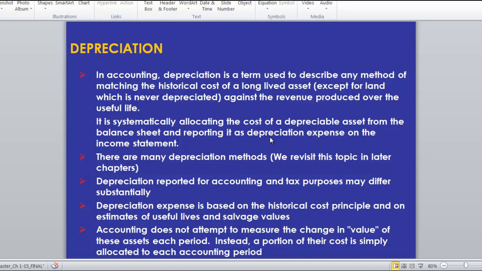Okay? So accounting does not attempt to measure the change in value of these assets each period, these fixed assets. Instead, a portion of their cost is simply allocated to each accounting period. So in the same example, that $25,000 piece of machinery that might help us make dry erase markers, we're not trying to figure out the fair value of it every year. We're not trying to figure out what we could sell it for. We're just simply taking what we actually paid for it, and in small chunks expensing it instead of doing it all up front, because it's going to help us for several years.